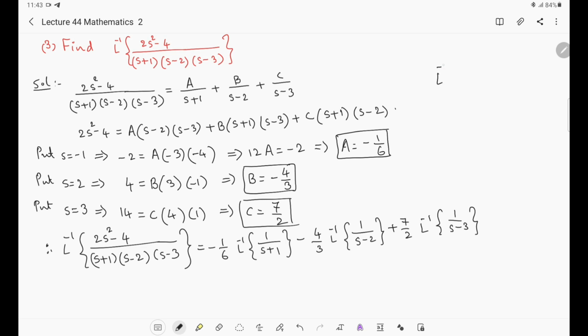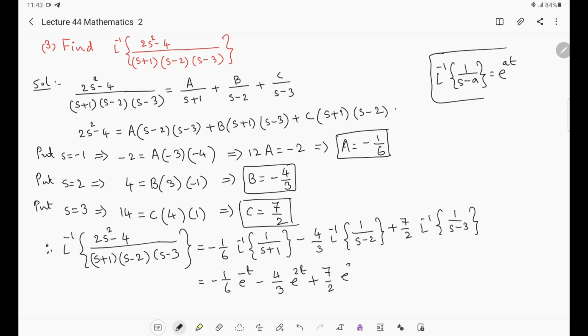Now use this formula. Already we have defined this formula: Laplace inverse of 1 by s minus a is equal to e power at. This is the formula that we have to use. Here s plus 1 is there, we will get e power minus 1t. So this is minus 1 by 6 e power minus 1t, minus 4 by 3 into, when we use this formula, Laplace inverse of 1 by s minus 2, we will get e power 2t here, plus 7 by 2 into e power 3t.